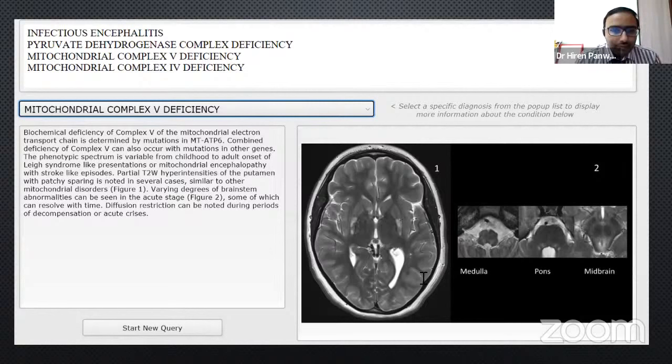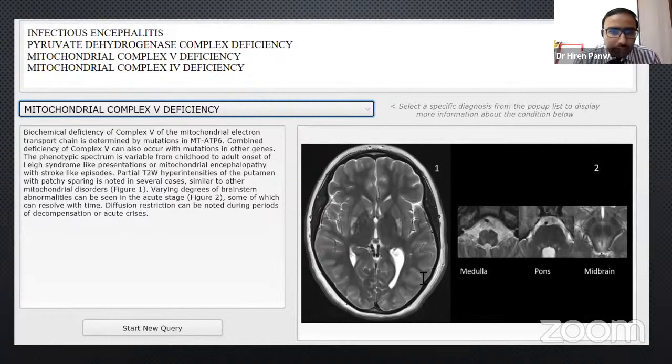But if Leigh's is having some other findings, like involvement of the subthalamic nucleus, involvement of the brainstem tracts, which are periaqueductal, or involving the substantia nigra, then you can confidently say that this looks more like Leigh's disease secondary to mitochondrial disease. In that also, the subthalamic nucleus is more commonly involved in COX deficiency or SURF1 mutation.